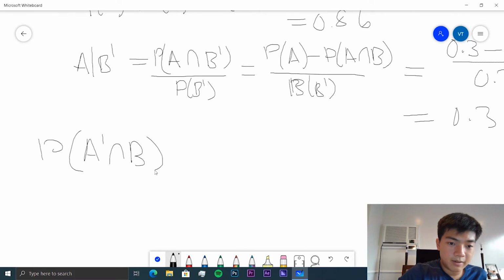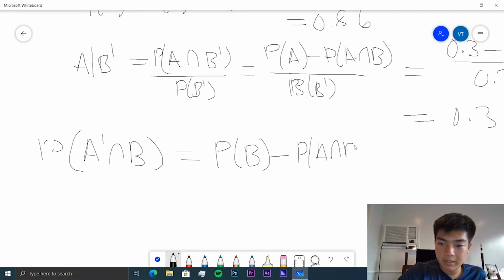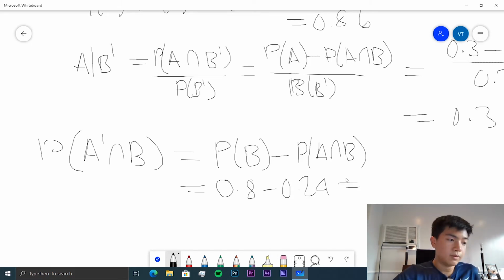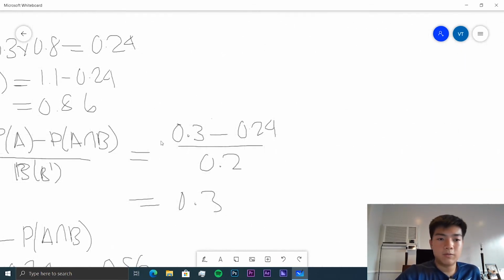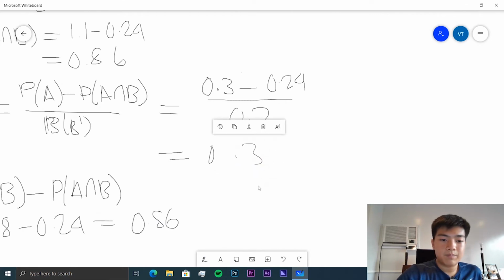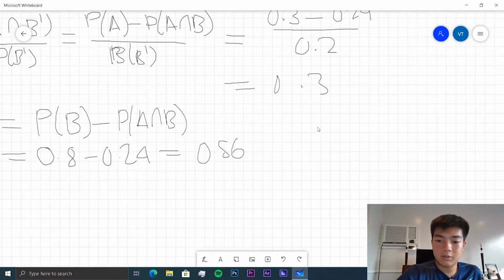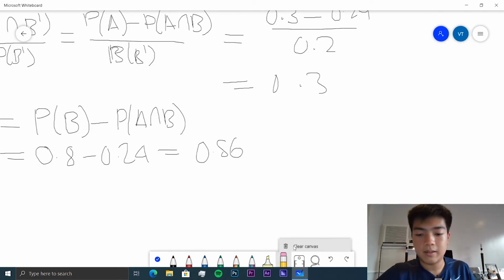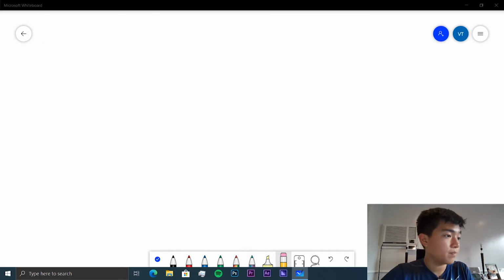And finally, A prime intersection B. The probability of this is equal to the probability of B minus the probability of A intersection B. So this is equal to 0.8 minus 0.24, which is equal to 0.56. So those were the four answers: 0.24, 0.86, 0.3, and 0.56. Okay, on to the next question.